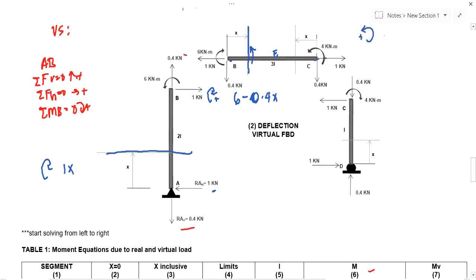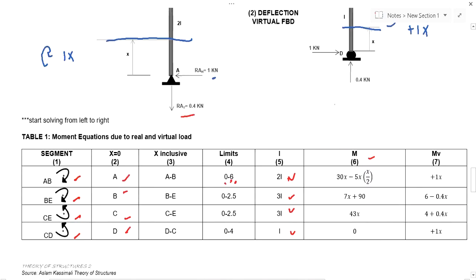Okay? And pagkadating natin dito sa may CE, ang assumption natin, clockwise positive. Clockwise itong 4, kaya positive. Kanina sabi natin patas ito, di ba? Counterclockwise positive plus 0.4 of x. Okay, so ito yung magiging equation natin for CE. And lastly, for CD, dito tayo nag-cut. Anong imo-moment natin dyan? Yung 1. Ang assumption natin dito, counterclockwise positive, kaya positive 1x. So yung equation natin, ito yan sa ating table. Okay? So, yan yung sinolve natin kanina.